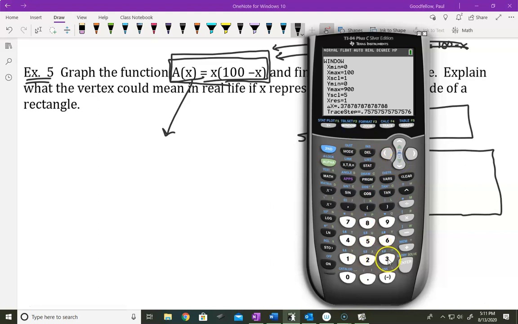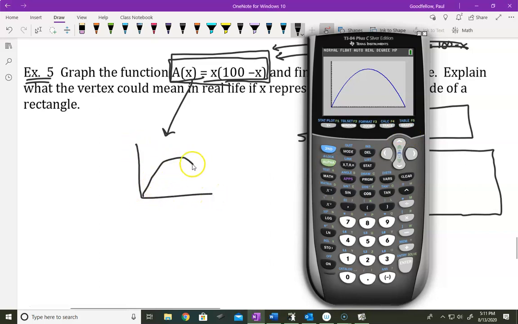Let's think it's like, I don't know, 3,000. And we'll scale it by 50s. That means it should be relatively doable. Let's see what we got here. Oh, look at that parabola. It's so beautiful. All right, so we've got ourselves a parabola shape. The question is, where's the maximum at?